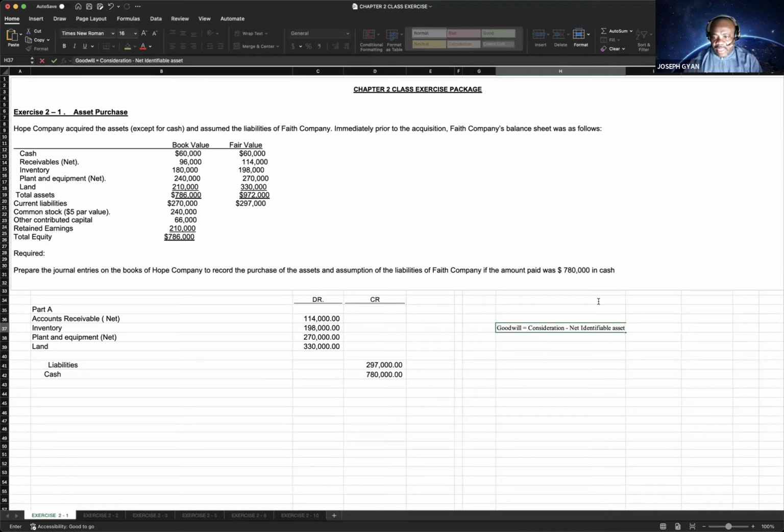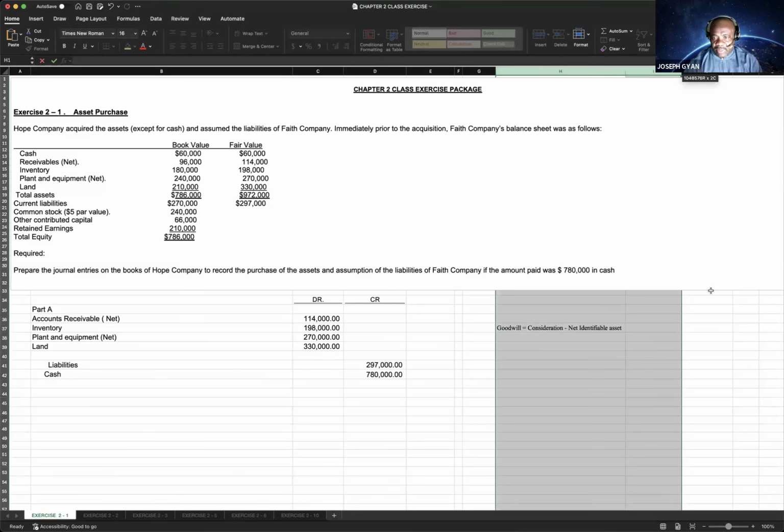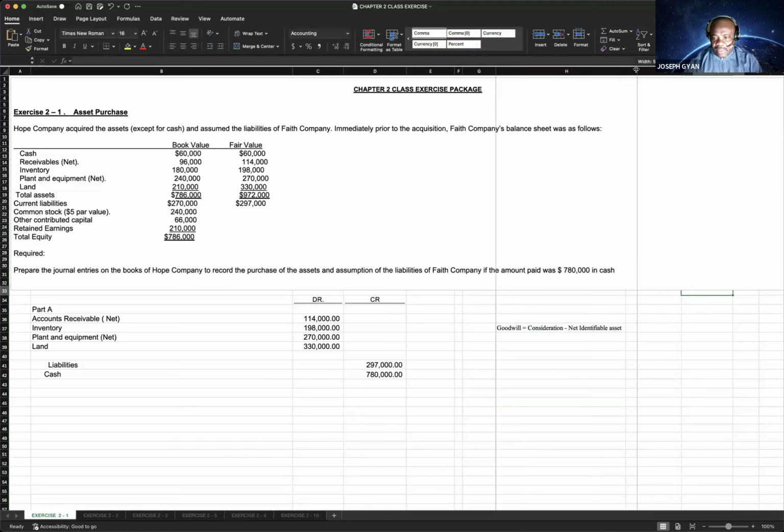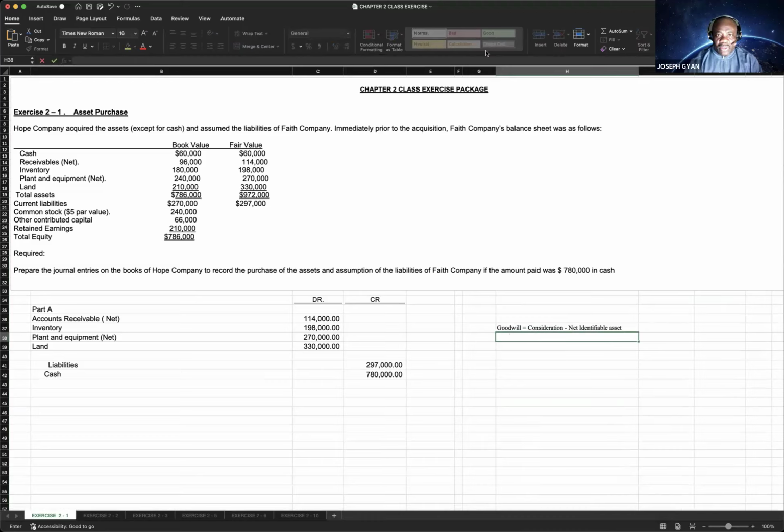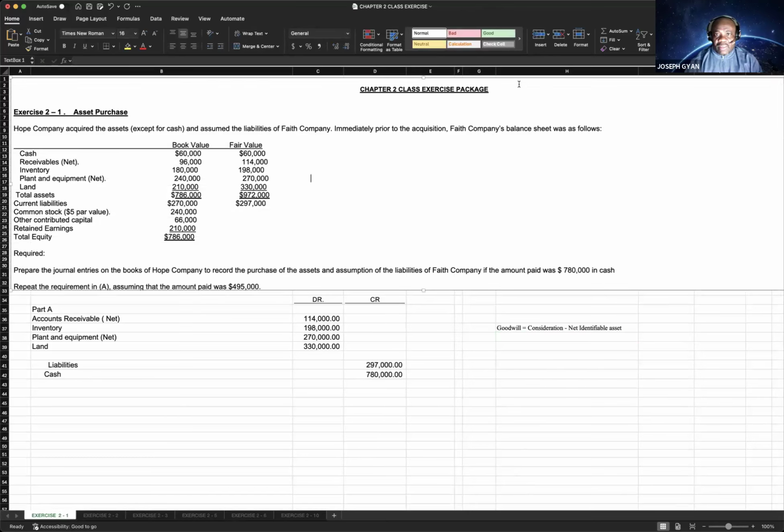So let's do it together here and see how much the consideration is, and if any, how much the goodwill is. Now we know that the consideration they are giving here, sorry. That's not one of the people. I'm coming, I'll attach it again. Give me a second.